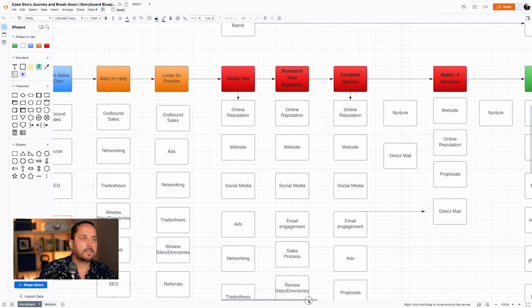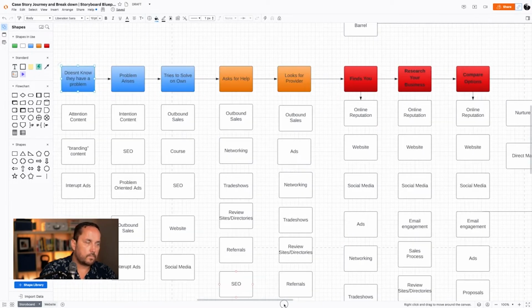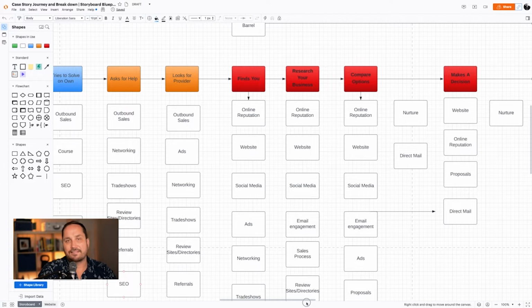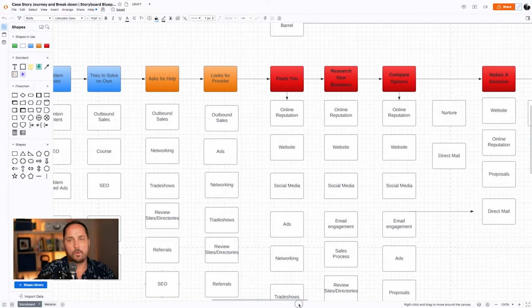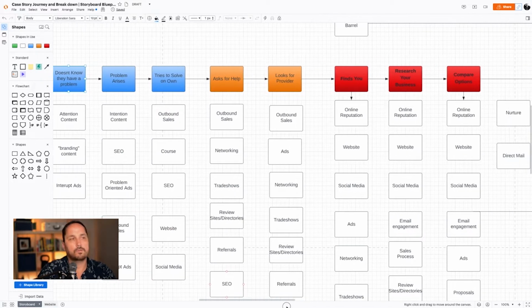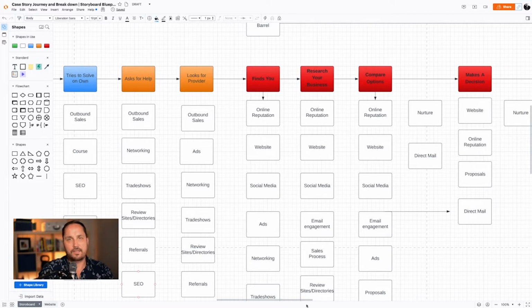So let's talk about why it's color-coded. Red means someone's hot. Warm, orange, and blue means cold. Cold, warm, and hot traffic. Cold would be problem aware, starting to be aware that they have a problem. My light bulb burns out, right? Warm would be, I'm thinking about getting someone else to fix it. Hot would be provider aware, meaning they are aware of your business.